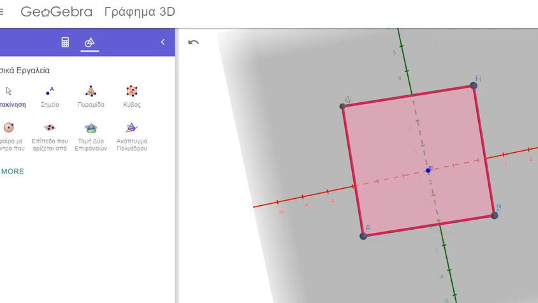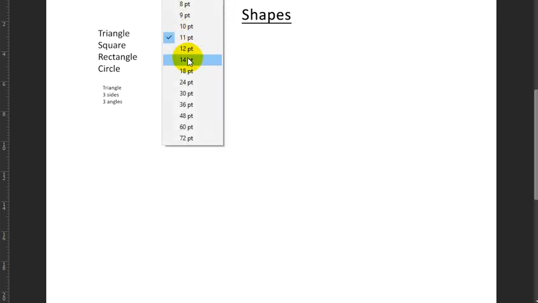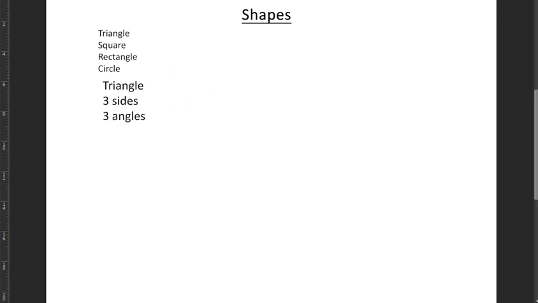So let's go back to our shapes. The first shape that we're going to talk about is the triangle. The triangle has 3 sides and 3 angles. They don't have to be equal, they don't have to be the same, they don't have to be anything specific. All I care about is that there are 3 sides and 3 angles, and then we have a triangle.